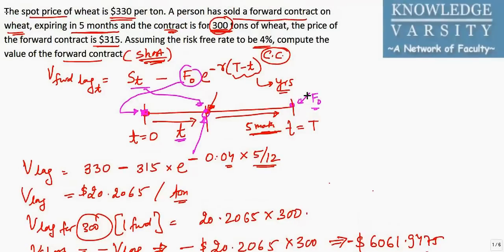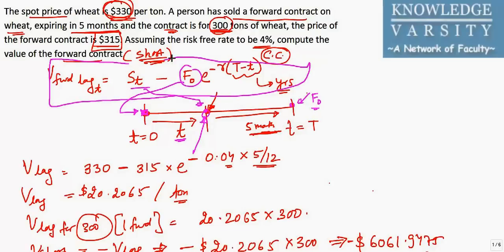So that means the person who is short is losing. Why is he losing? Because the spot price has increased and gone beyond the forward price which he agreed on. That is the reason the person who is short is losing. Now this formula is somewhat difficult to remember, but if you remember it, you will get 1 or 2 questions right in the examination.